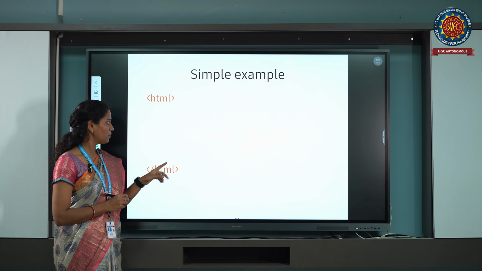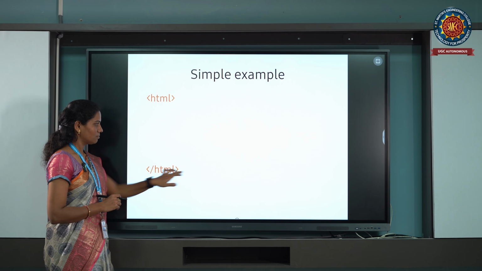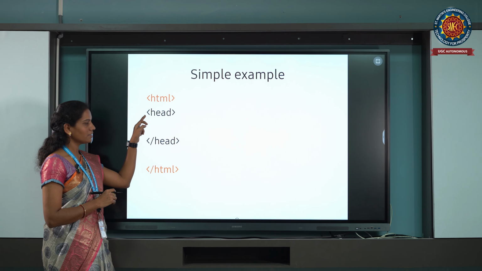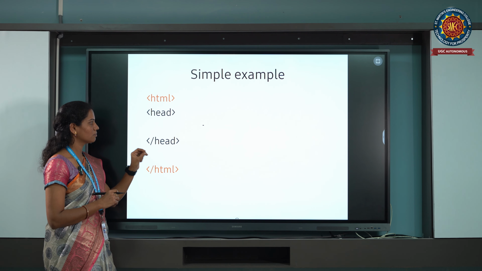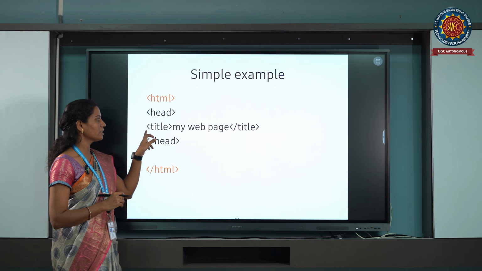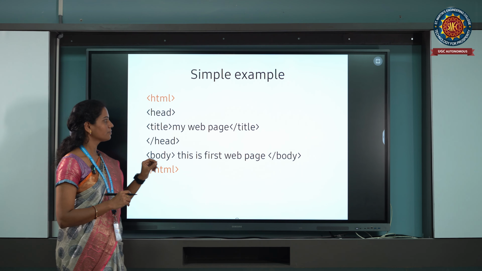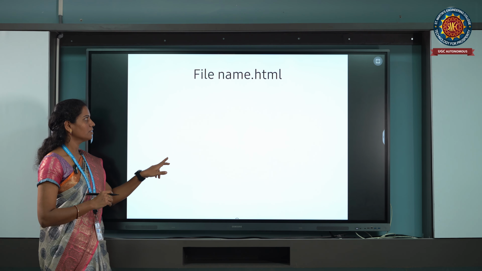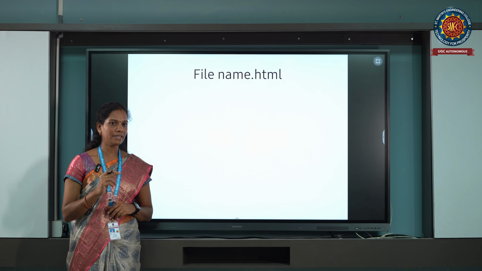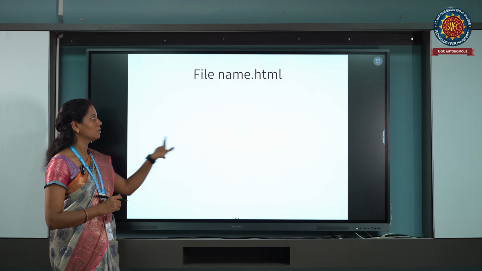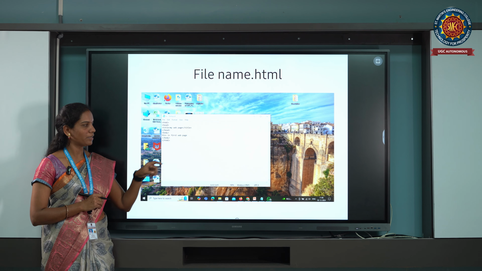Simple example of HTML tags. This is the opening tag and this is the closing tag. Next, head. Head will be opened and after that head will be closed. We are giving some content in title. Title, we are creating a new web page. We are saving it in filename.html. It will be displayed in Chrome. It shows the output in Chrome like the HTML new page.